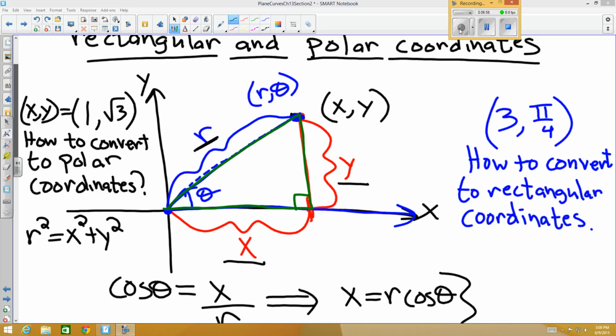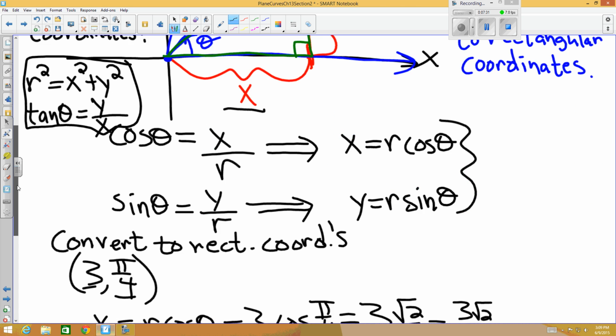We know that for a right triangle, the tangent of theta is equal to the opposite, which in this case is y, divided by the adjacent, which in this case is x. So the tangent of theta is y over x. So to convert from rectangular coordinates into polar coordinates, we can use these two equations. r squared equals x squared plus y squared, and the tangent of theta equals y over x. So let's see that for this one point, (1, square root of 3).